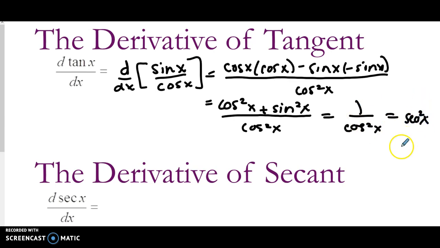Sorry for the weird lines. That looks like a C, it's SEC. All right, that looks good. So that being said, the derivative of tangent of x is secant squared of x. If you ever forget that, you can always derive it on your own.